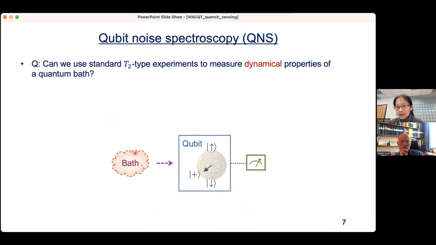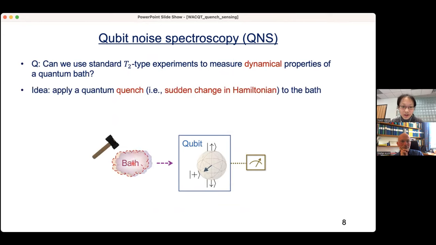Now, a naive idea one can imagine doing is to introduce an external kick, more formally described by a sudden change in the bus Hamiltonian, also known as a quantum quench. In this case, just by measuring the dephasing of the qubit with or without this external quench, and then comparing the results, we can again use those noise spectroscopy-type experiments to back out the bath's response to external perturbations. So what we find, rather surprisingly, is that the qubit itself can actually act as this kick.